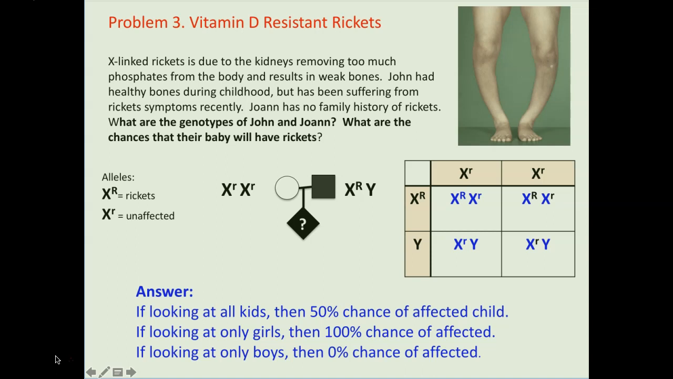Okay, and so here we want to show you that if you don't know the gender of the kids, then 50% of all kids are going to have the disease. But if you're looking at the girls only, if you knew that the baby was a girl, then you could see that 100% of those girls are going to be affected with rickets. And if you knew that it was a boy, then it would only be 0%. Okay, hope this helped.